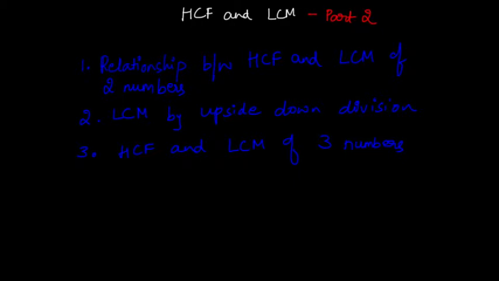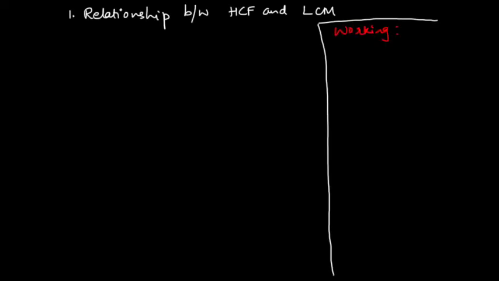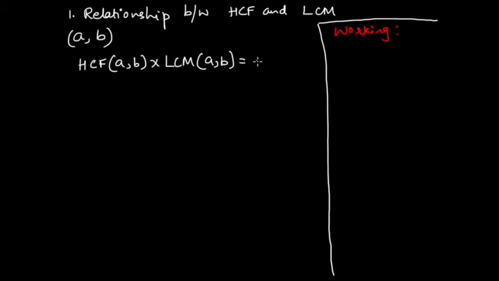So let's get started with the relationship between HCF and LCM. So if we have two numbers, A and B, the relationship between HCF and LCM is HCF of A comma B times LCM of A comma B is nothing but the product of A and B. So let's do an example and try and understand how we get this result and how we can use it.